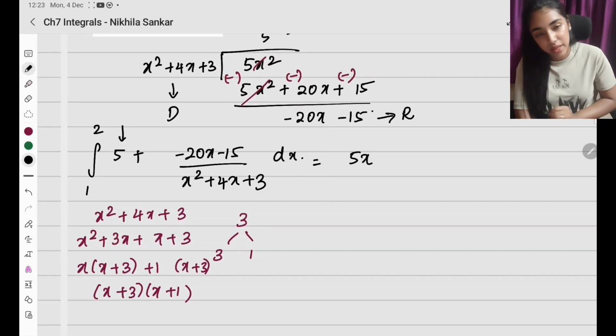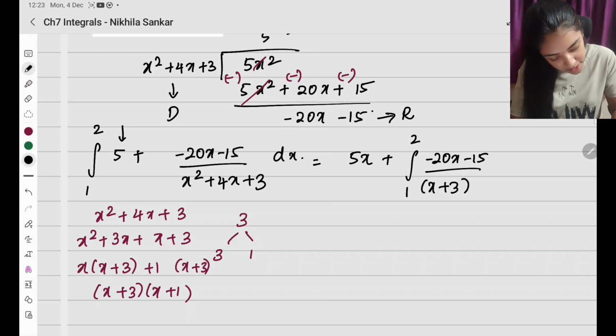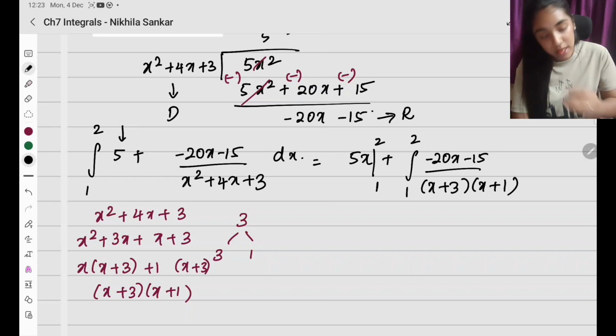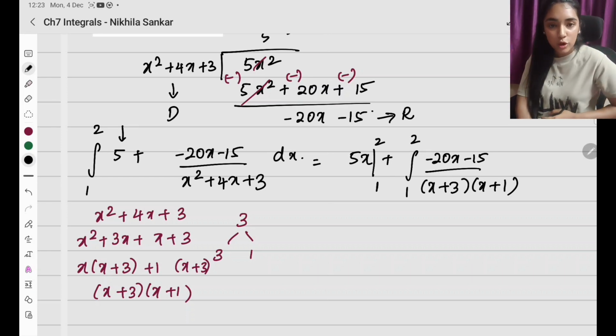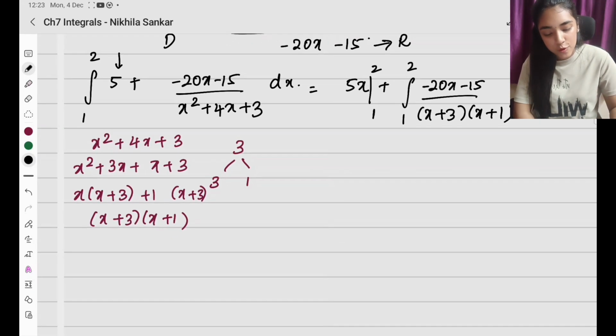Okay. So this basically, I have 5 times x. When I integrate this, I have 5x plus the integral from 1 to 2 of minus 20x minus 15 divided by x plus 3 times x plus 1. Remember you have to take the integral and put the limits from 1 to 2. We can put the limits on the number at the end. So remember you have 5x. Okay. Now I'm going to use partial fractions.